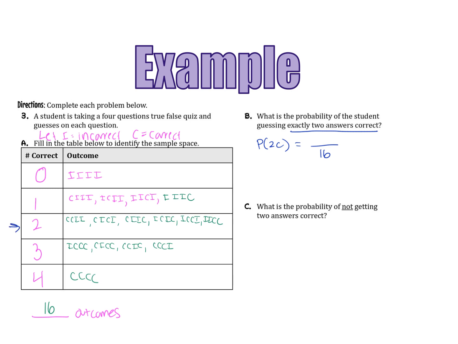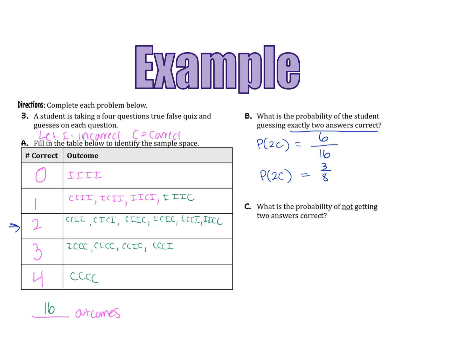So how many of them are in this row here? And it looks like there are 6 in that row. So the probability of 2 correct, or 2C, is going to be 6 over 16. And again, we're going to simplify our fraction. If we divide 6 by 2, we get 3. And if we divide 16 by 2, we get 8.